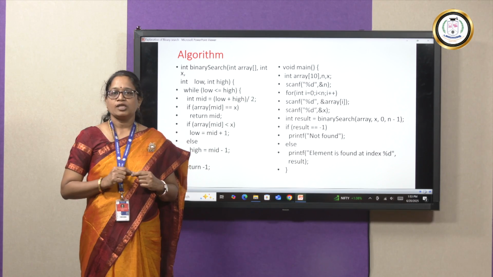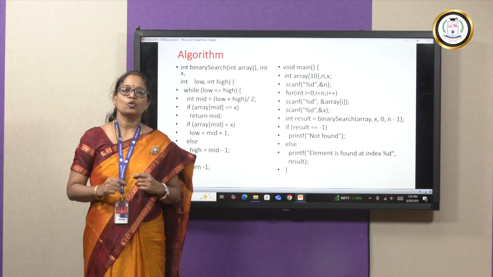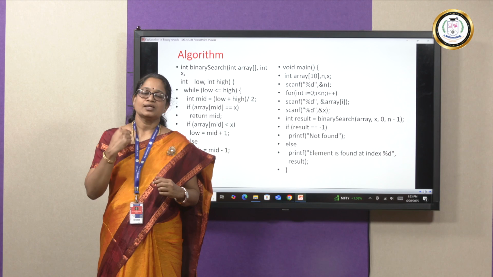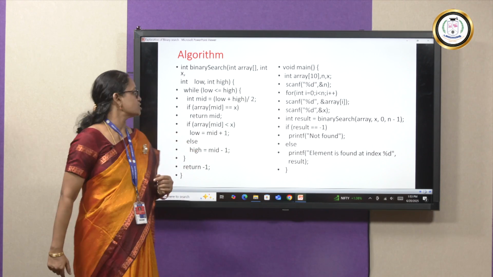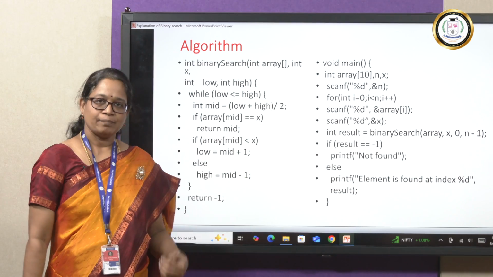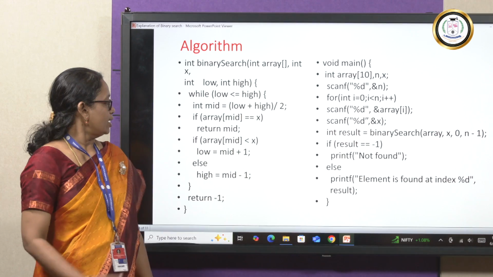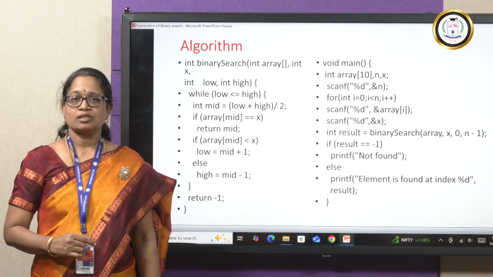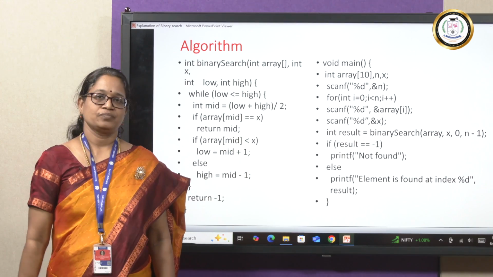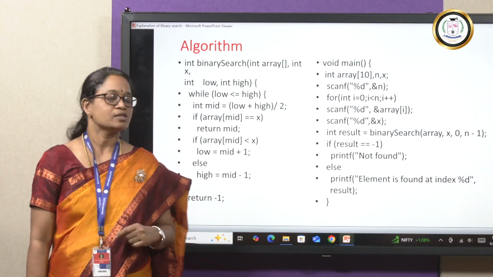The core of the algorithm starts here. First find the middle element, mid equal to (low plus high) divided by 2. That's the formula used for finding the middle element. Then compare the middle element with the target element x. If both are equal, then return the position mid. Otherwise, compare if the middle element is lesser than the target element x. If so, then adjust the lower index, low equal to mid plus 1. Otherwise, adjust the higher index, high equal to mid minus 1.